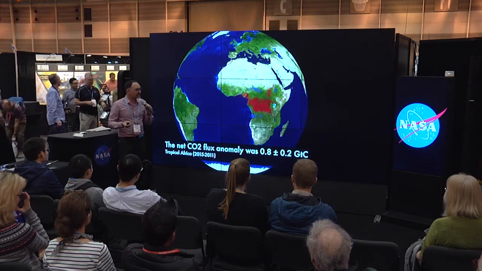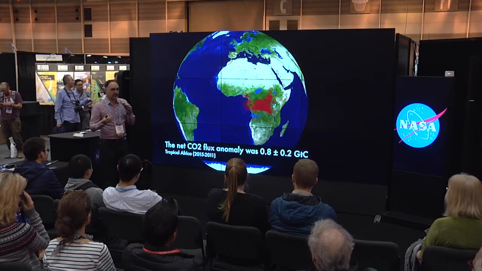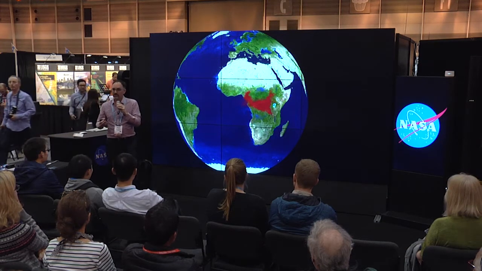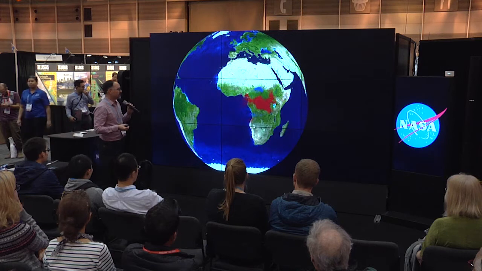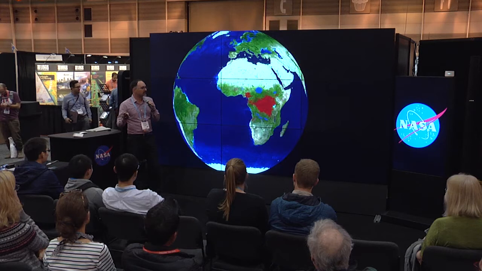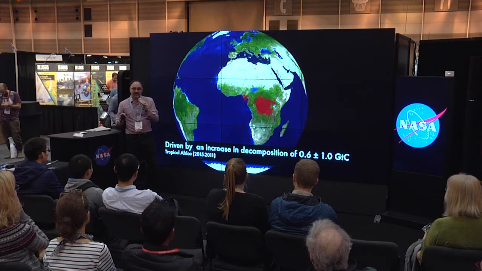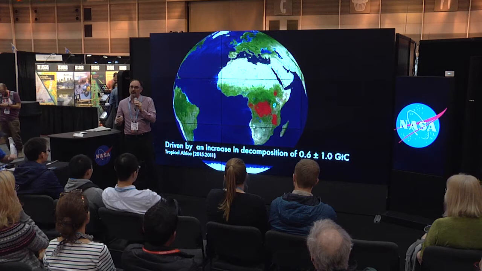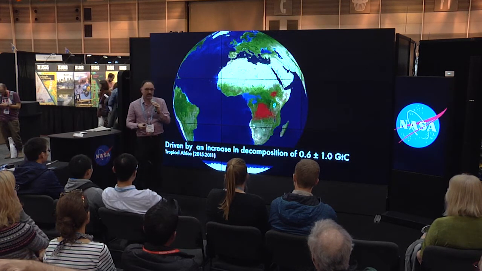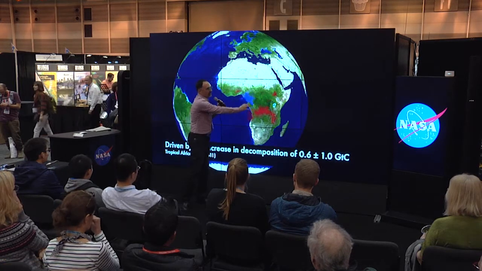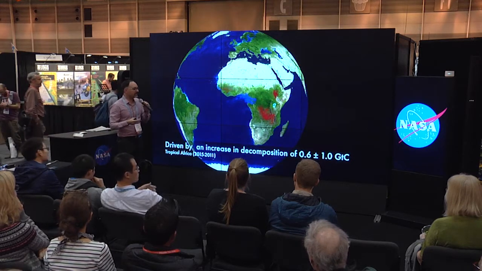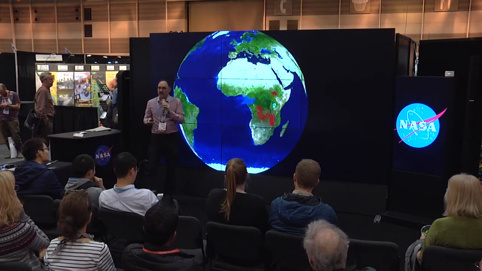Now, the question we can ask is, what was the driver of that? Was that due to changes in productivity? Was it decomposition? Or was it fire? In this particular case, looking at productivity, fires, and CO2, we found that it was actually accelerated decomposition that was the primary culprit in the increases in CO2 over Africa during that same period of time. So now we have two different continents, each one with a slightly different story.